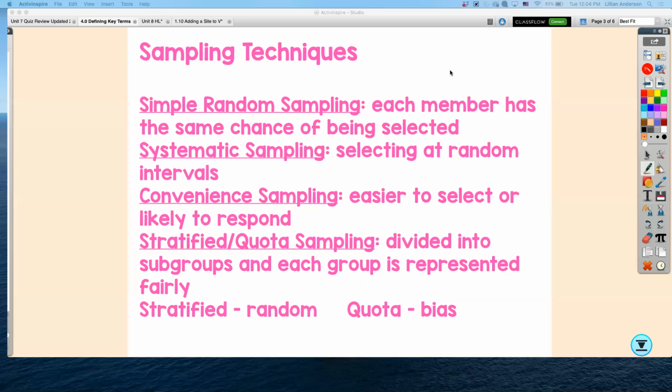Now, stratified and quota sampling have the same type of definition, but as you can see, stratified is random and quota is biased. I'll talk about that in just a second. I want to make sure everybody understands this definition. A stratified or a quota sampling is when you take a group and it's divided into subgroups and each group is represented fairly. Okay, this is what I mean by that.